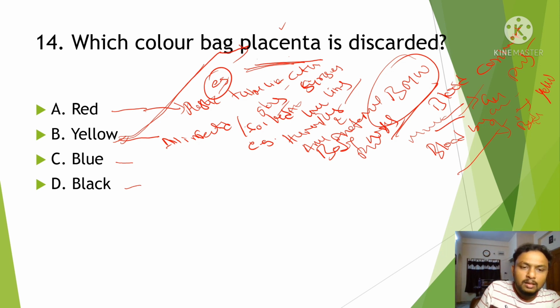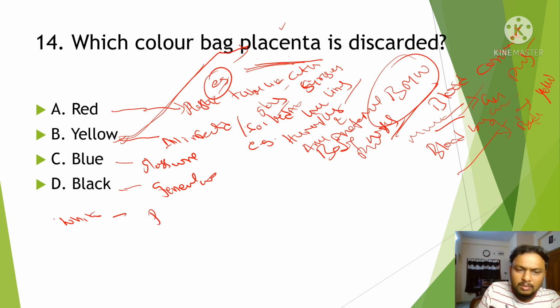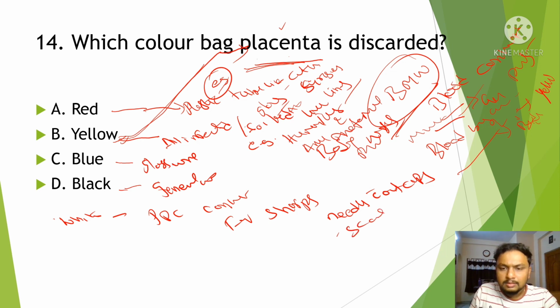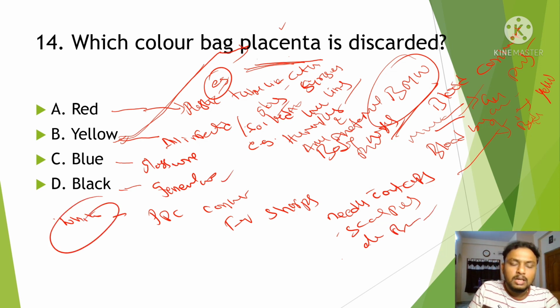Blue is for glassware, black is general waste. One more is white. White is a puncture-proof container for all sharps like needles without caps, scalpels, blades, all those things. White container for sharps, black for general waste, blue for all glass, broken or unbroken, vials or ampules, all those things will go in the blue.